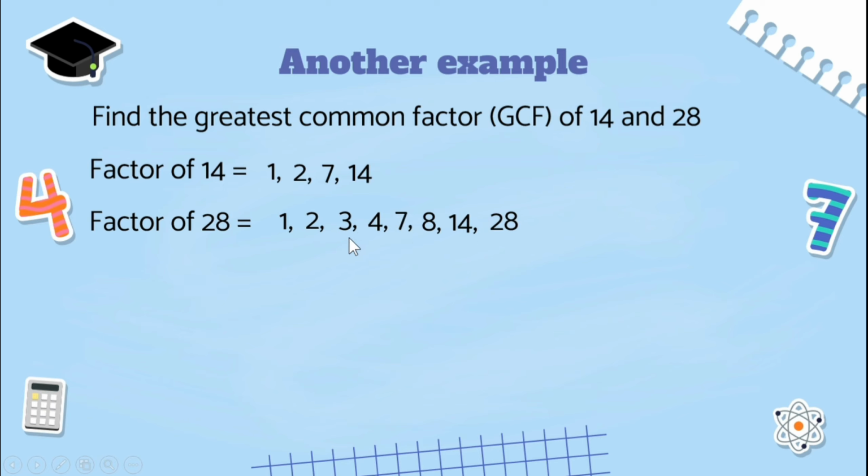Remember, don't leave out any number, because every number always has a pair or couple. And then we find every same number, or common factors, of 14 and 28: 1, 2, 14 and 7. Sorry, I forgot to write 7 in the common factors. So the GCF is the biggest number of the common factors, 14.